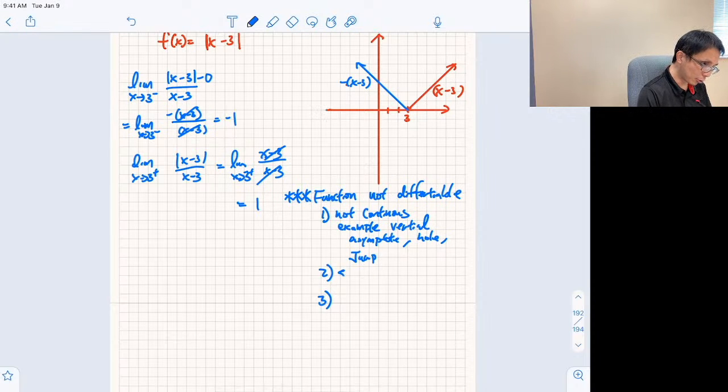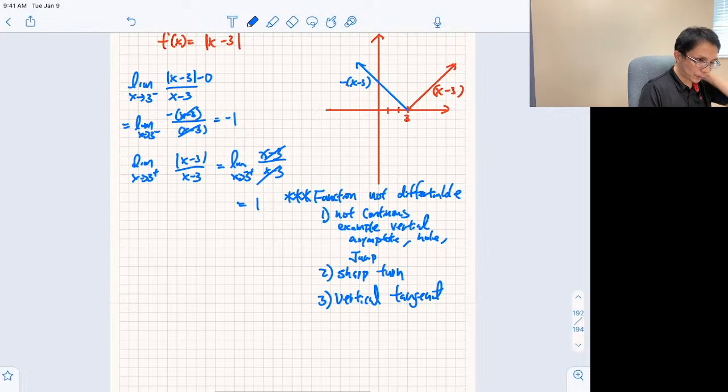The second is called a sharp turn. That's not a mathematical term, but just a sharp turn, which is where the slope on the left does not equal the slope on the right. The third is called a vertical tangent. Okay, we're going to see what happened here in this case.